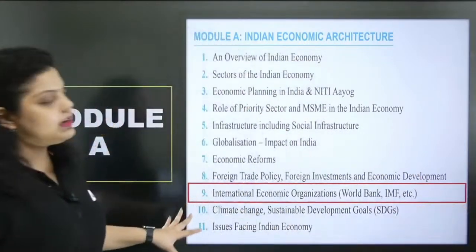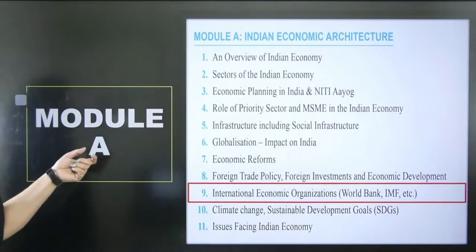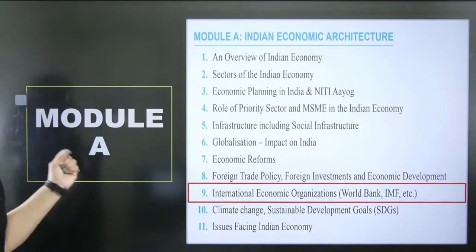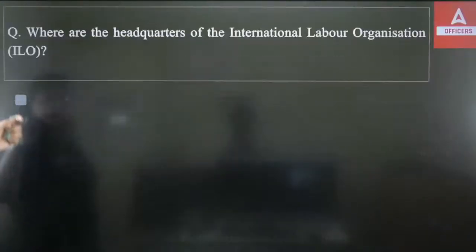This is what we have discussed about the international organizations. Now let's discuss the chapter in the form of MCQs. So the first question in front of you is this.